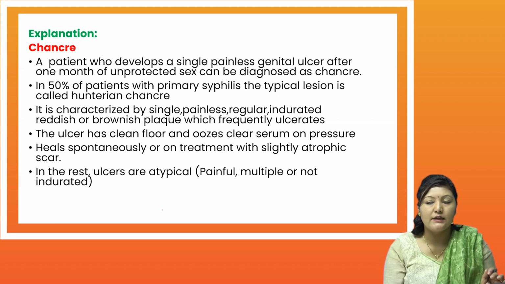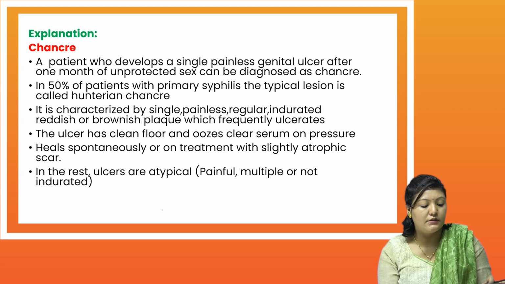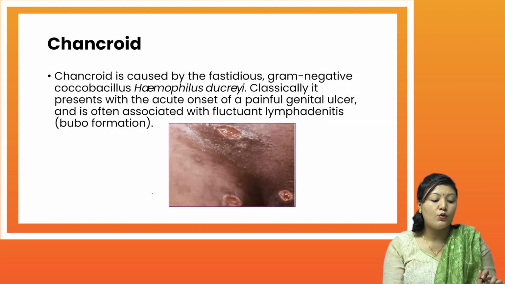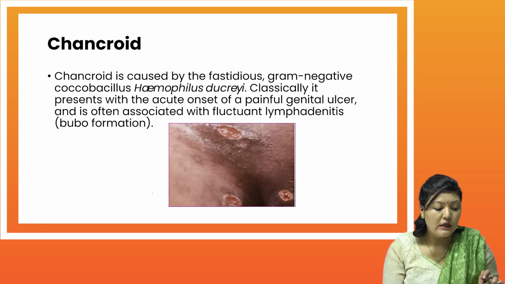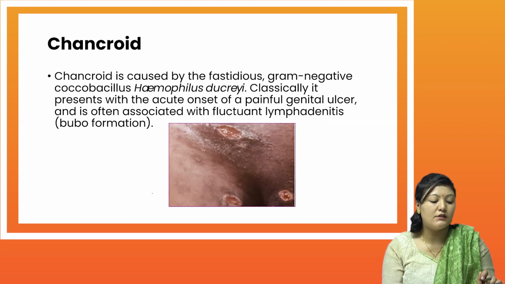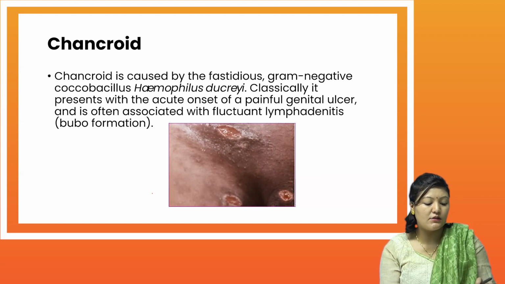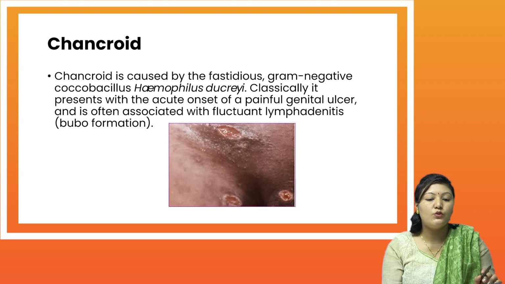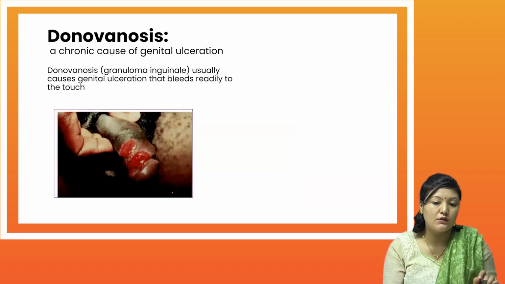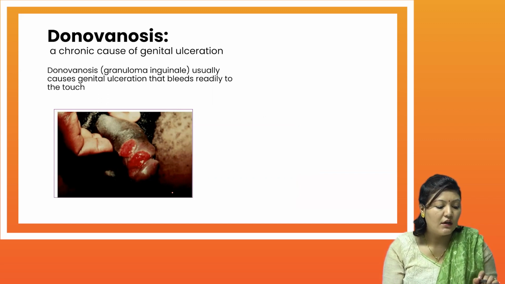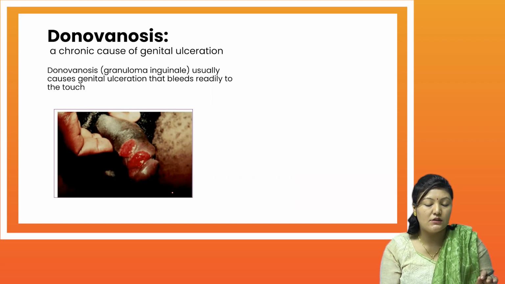In case of donovanosis and chancroid, there is a painful ulcer. Now, what is chancroid? Chancroid is caused by a fastidious gram-negative cocobacillus that is called Haemophilus ducreyi. So, what we see is an acute painful genital ulcer that is associated with fluctuant lymphadenitis. We can see bubo formation in case of chancroid. The photo here shows a case of chancroid, but it's not in the genital area, it's slightly in the inguinal area. Now, coming to donovanosis. Donovanosis is also a cause of genital ulceration, but it usually causes a very beefy red color, and it is very painful and it bleeds on touch.